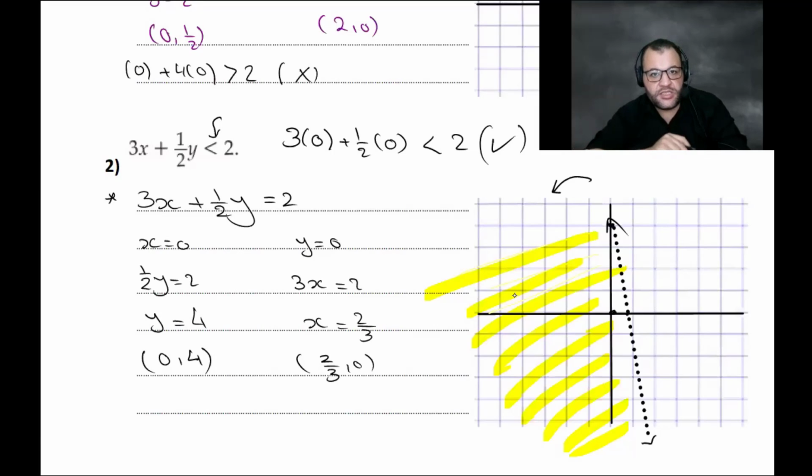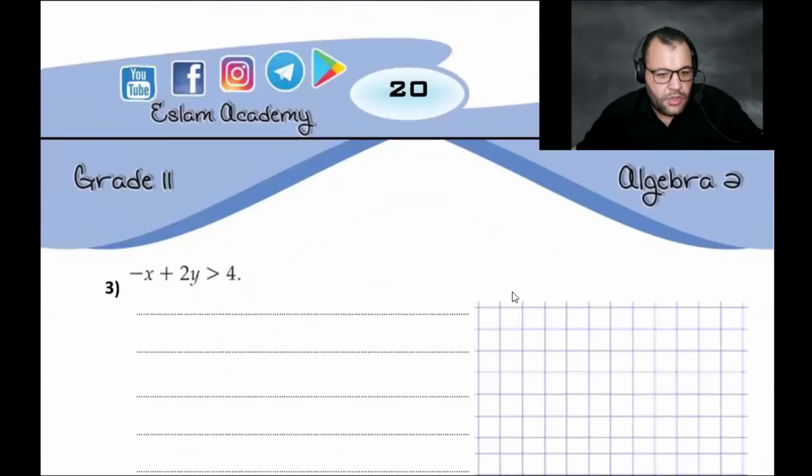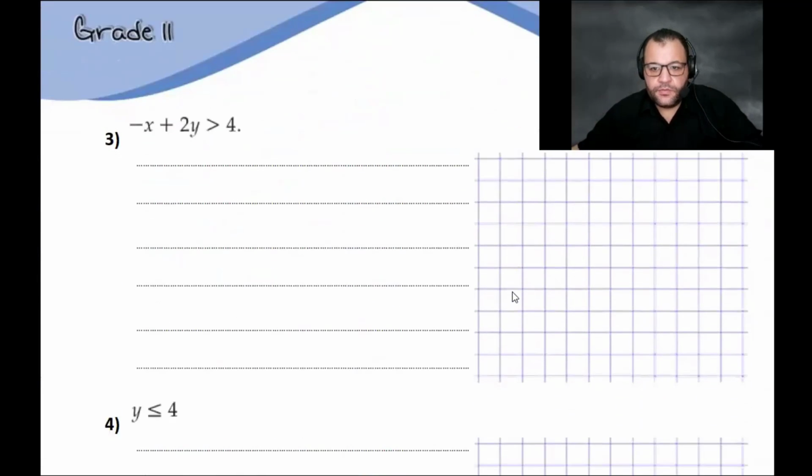Do you understand this one? Is it clear? Yes, sir. Is there any point that is not clear? No, sir. You got the idea for this one? Clear? Okay. So, can you solve number 3, please? Yes, sir. Solve number 3 and send it to me.